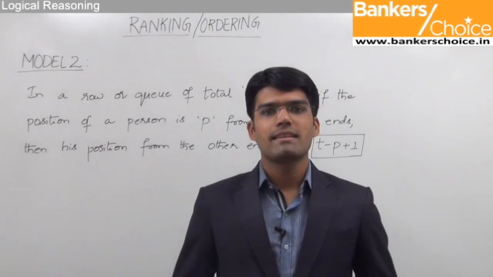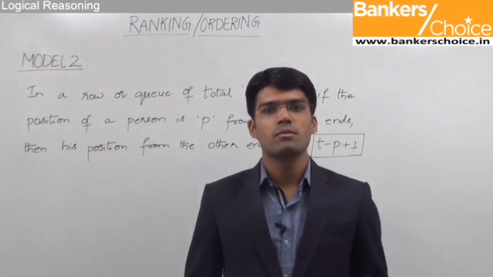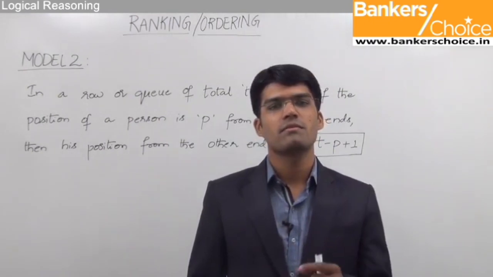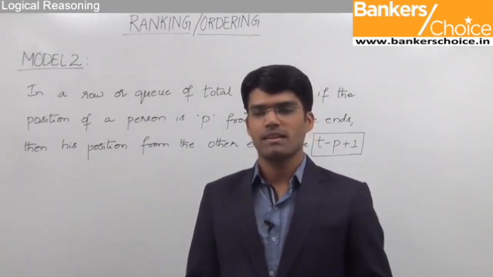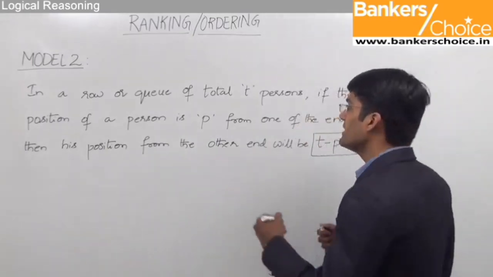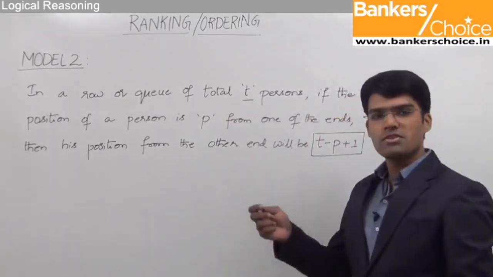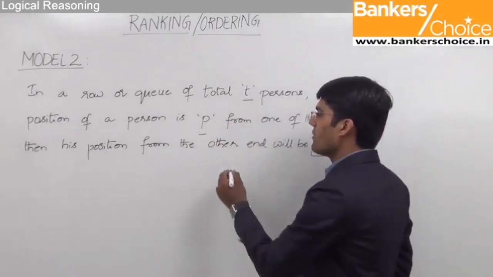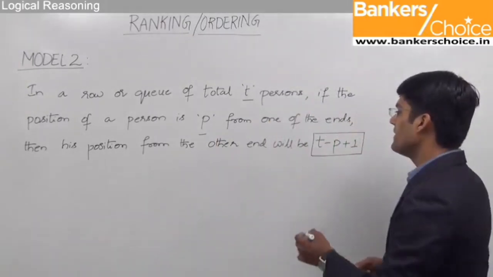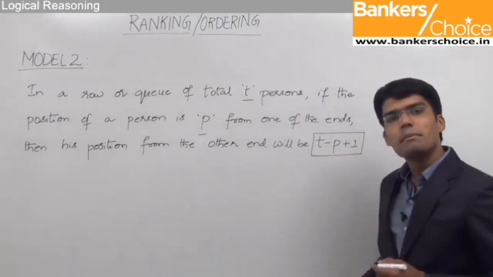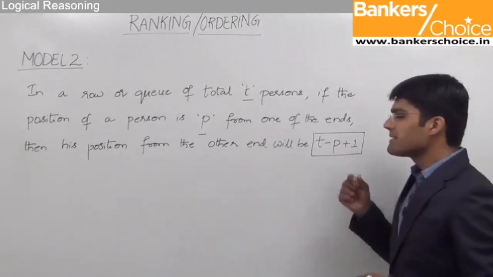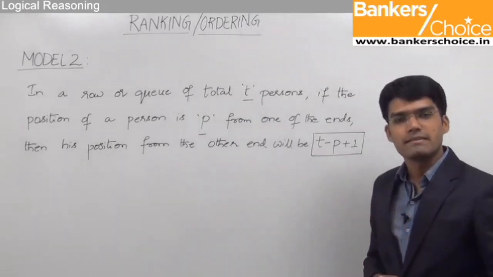Let us now understand the second model, where we can find out the position of a person from the other end when his position is given from one of the ends. The point here is, in a row or queue of total P persons, if the position of a person is Q from one of the ends, then his position from the other end will be P minus Q plus 1, where P is the total number of persons and Q is the position from one of the ends.